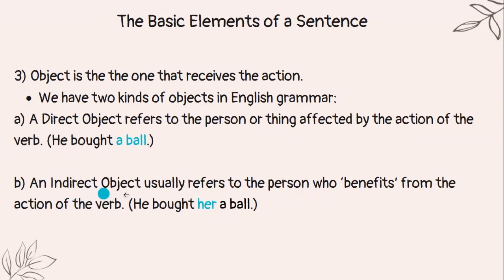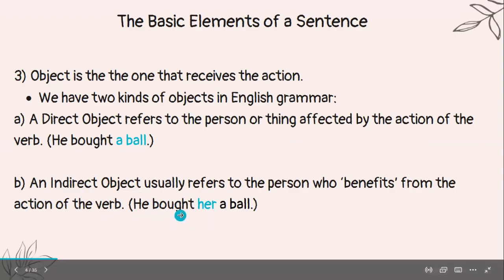An indirect object usually refers to the person who benefits from the action of the verb. For example, he bought her a ball. Her is an indirect object that is indirectly affected by the process of buying.